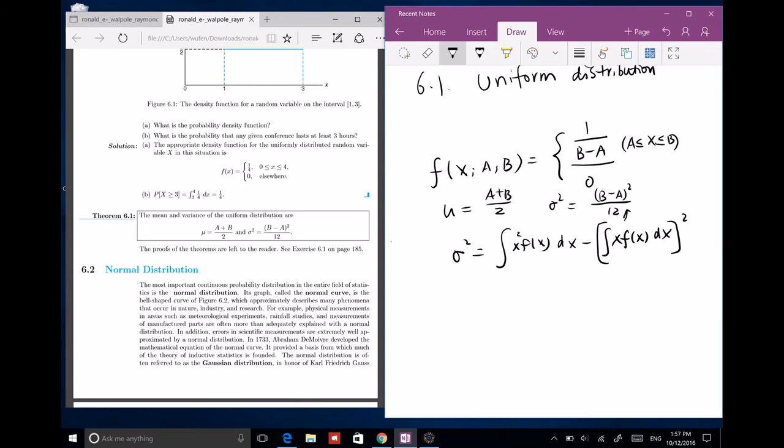Then 6.2 is the normal distribution. We're going to have many problems about the normal distribution. It is a very important section.